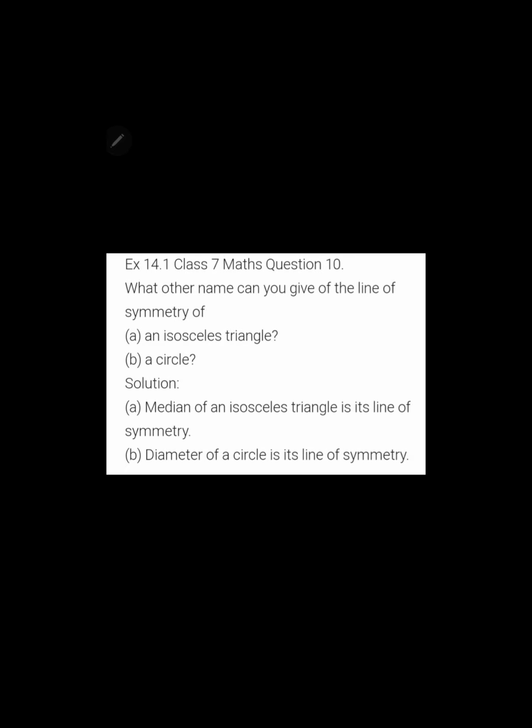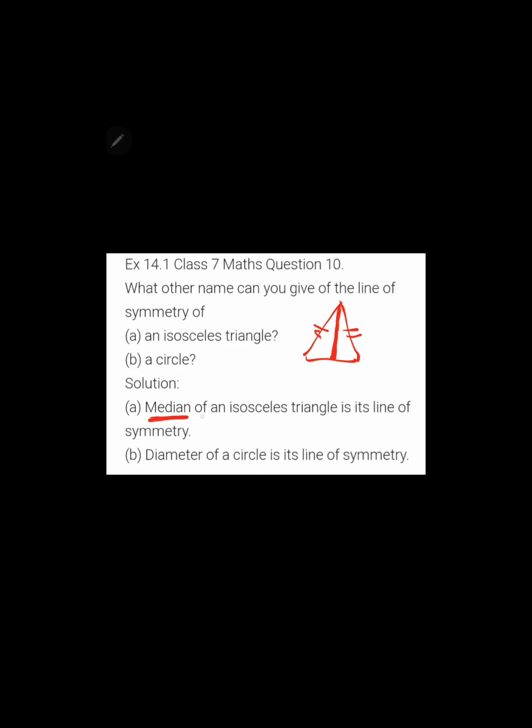Now come to question number 10. So in question 10, what other name can you give for a line of symmetry for an isosceles triangle? So for an isosceles triangle, if you see, these two sides are equal, only one line of symmetry that joins the vertex to the midpoint, the center of this line. So we can say it is a median.